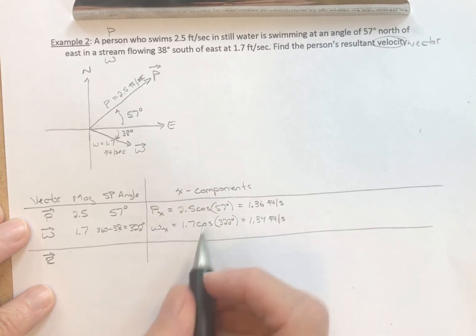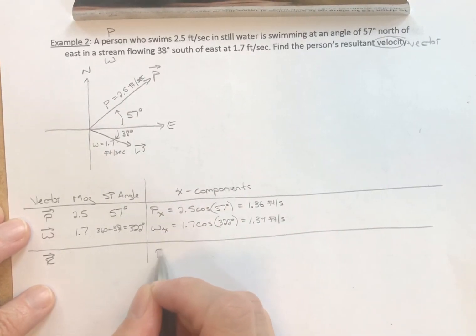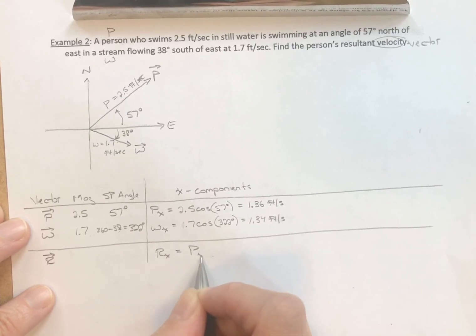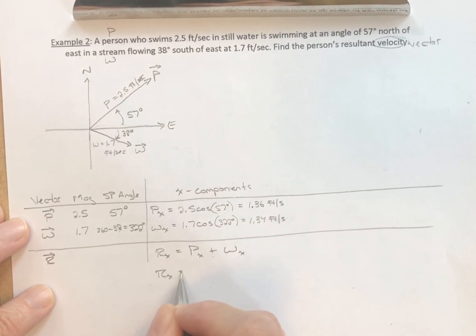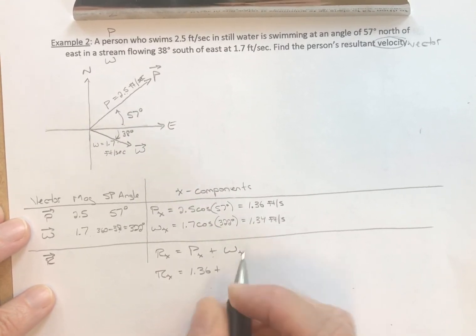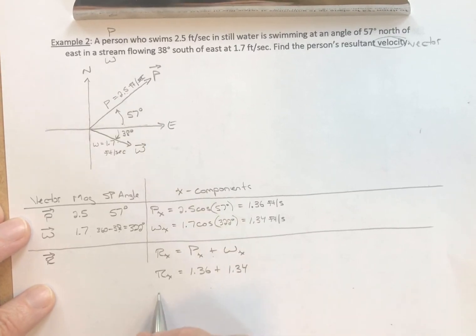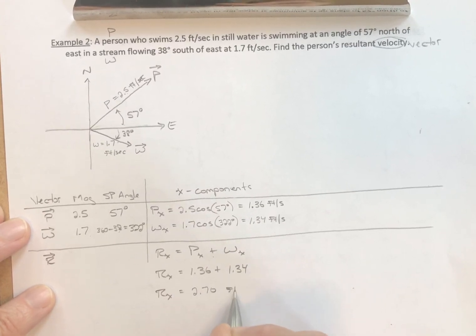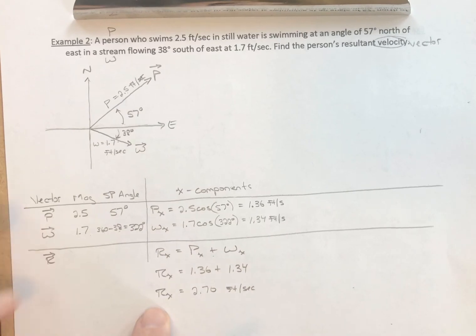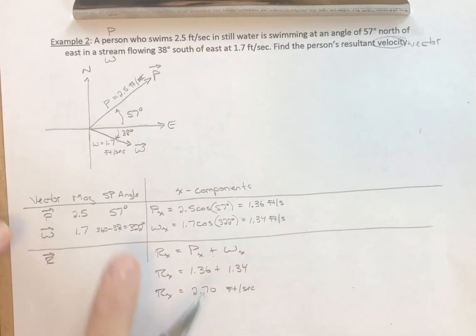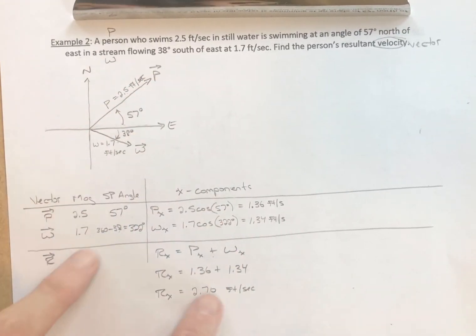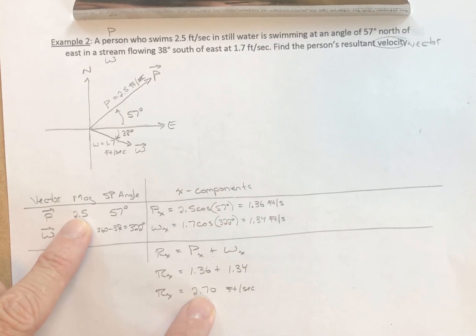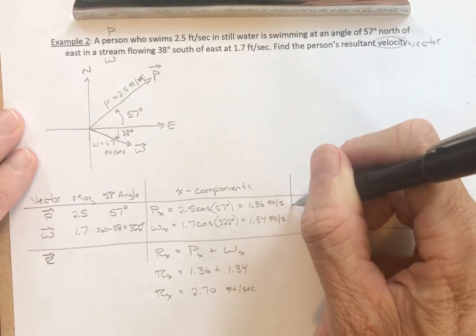And so I can find the x component of the resultant vector by adding those two: the person's x component plus the stream's x component. R sub x is equal to 1.36 plus 1.34, so R sub x is equal to 2.70 feet per second. We mentioned it would probably be a little bit longer than the person's vector, and indeed it is, 0.2 longer than the person's vector alone. Now let's do the y components.